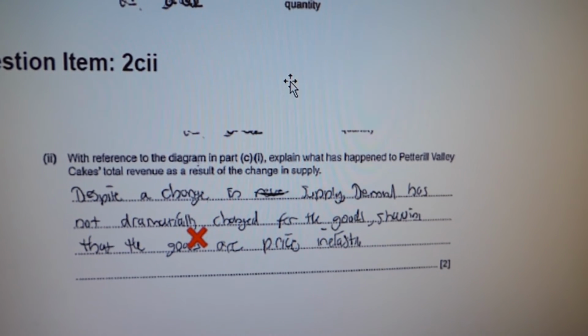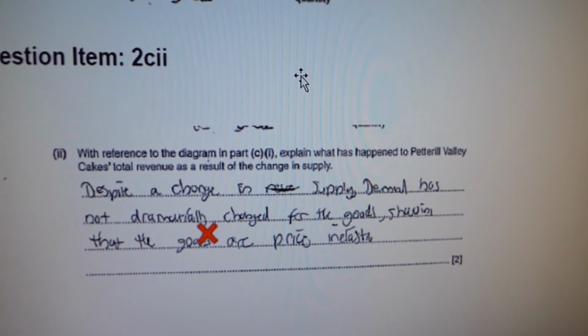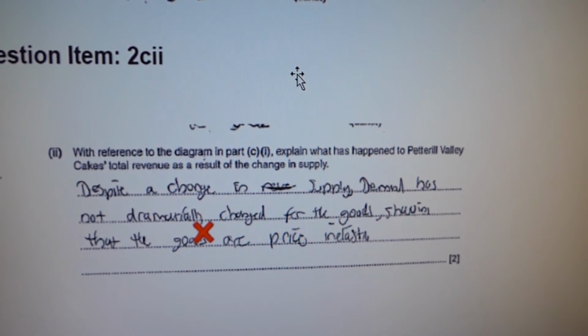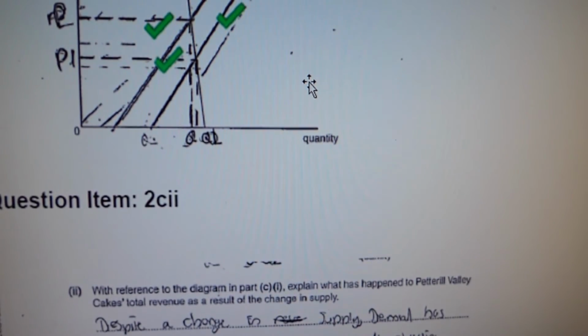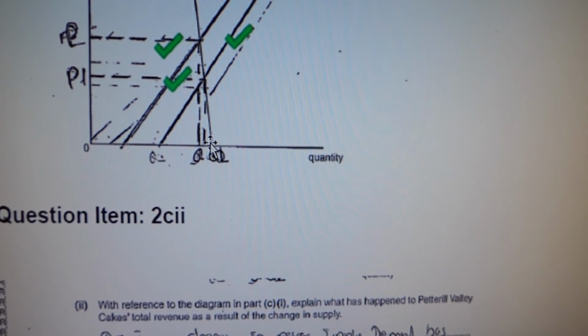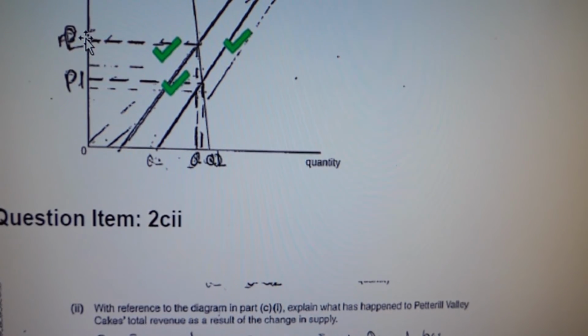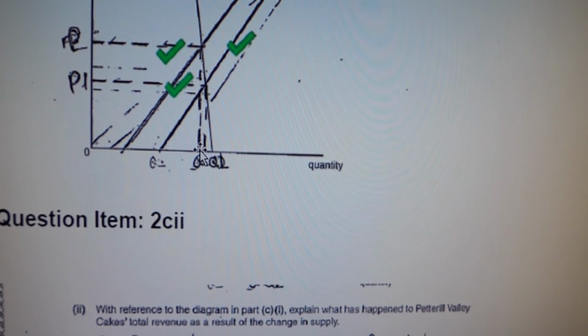Next question. With reference to the diagram, explain what's happened to total revenue. Now, for my students, this was poorly done. The total revenue is the price times the quantity. So at P1, the total revenue is P1 times Q1. At P2, the total revenue is P2 times Q2.